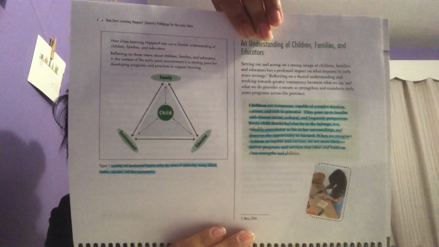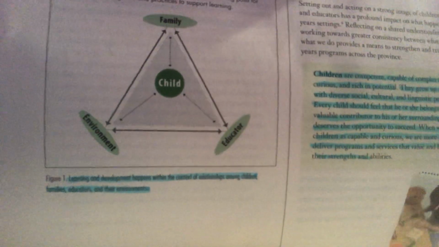I don't know if you can see it, it's like a triangle. Maybe that's a bit better. It's a triangle, and in the middle it says child, and on the outsides it says family, educator, and environment. This triangle shows the impact that family, educators, and the environment have on our child, because these are the people they're usually constantly seeing.